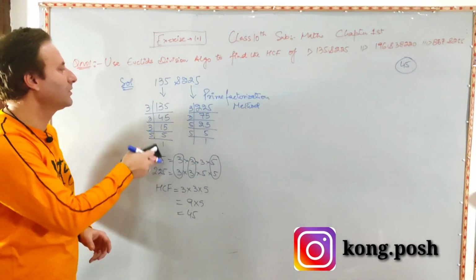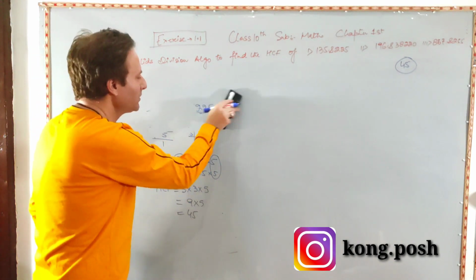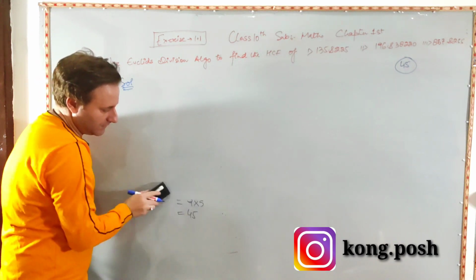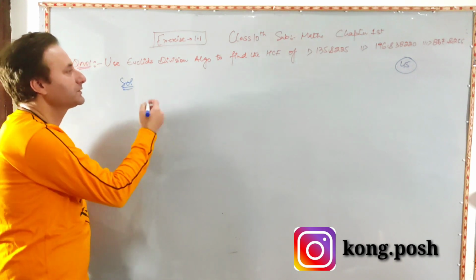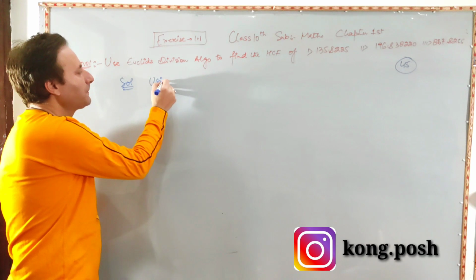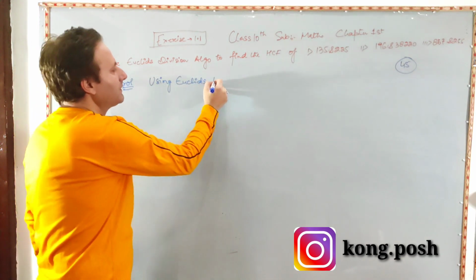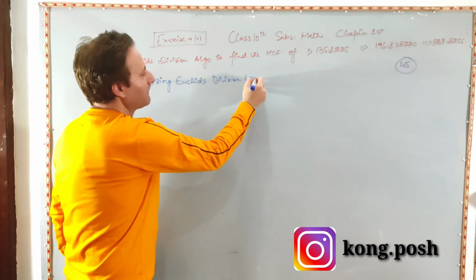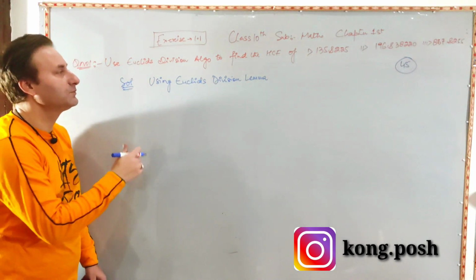So I'll just rub this off, and then we will solve it using Euclid's division method, right? So this is done. Now we will use Euclid's division. Now what does Euclid's division say? We'll say using Euclid's division lemma. Lemma or algorithm or theorem, anything will do.